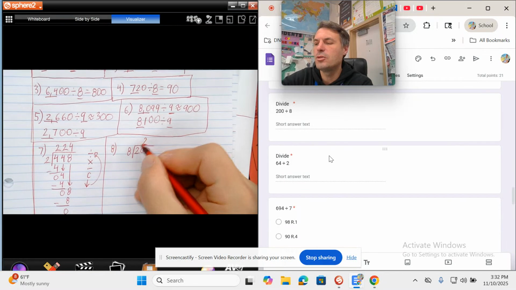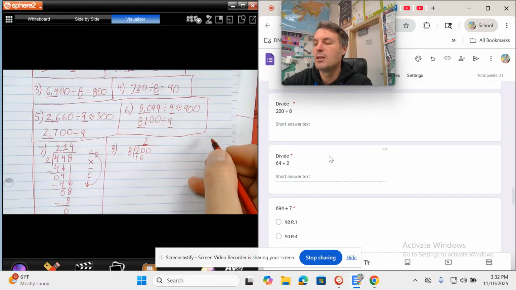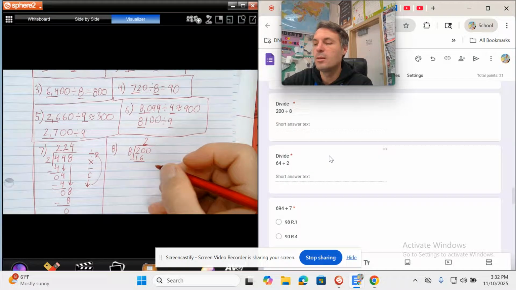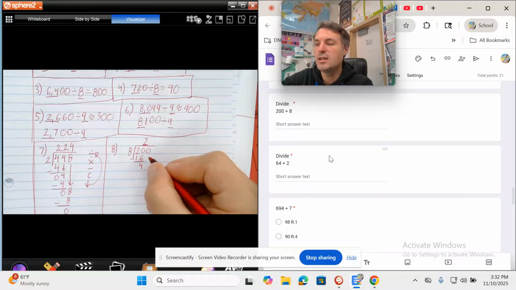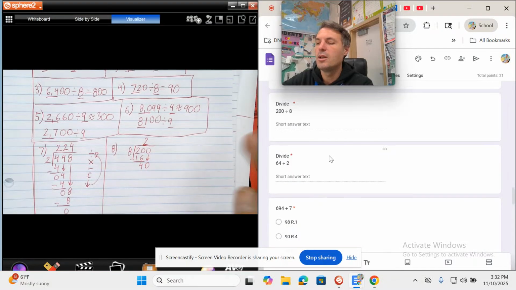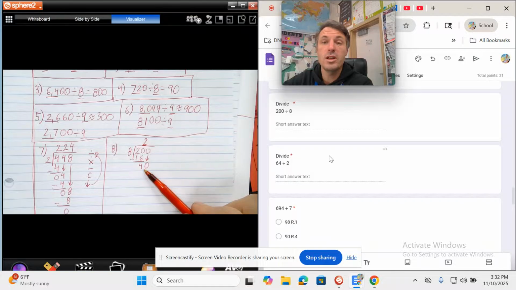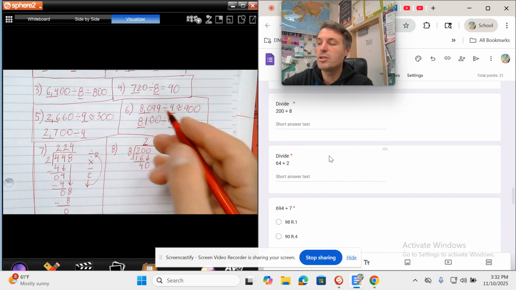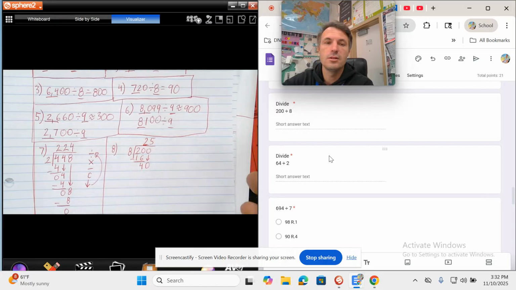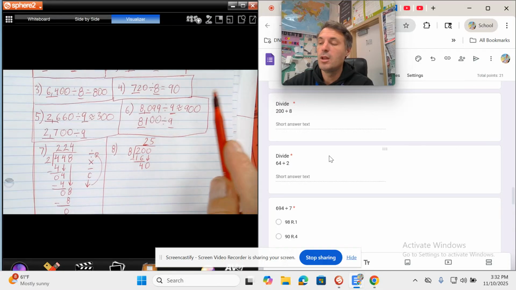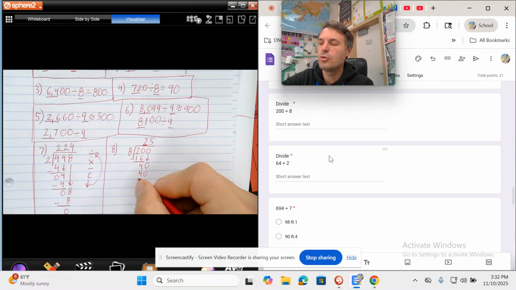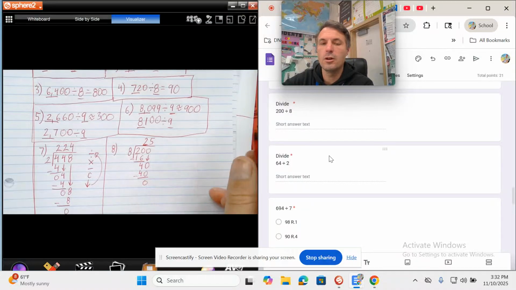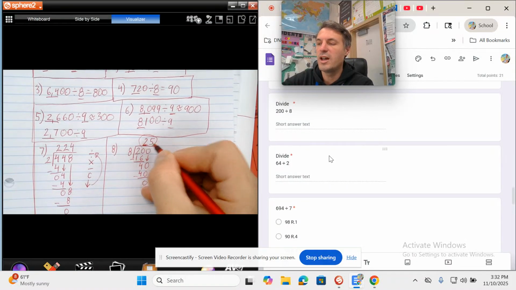Now we multiply. 2 times 8 is 16. Now we subtract. 20 minus 16 is 4. Is 4 smaller than 8? Yes. So now we bring down. 8 can fit into 40 how many times? 8 can fit into 40 5 times, because 5 times 8 is 40, and now we subtract. 40 minus 40 is 0. So the answer is 25.